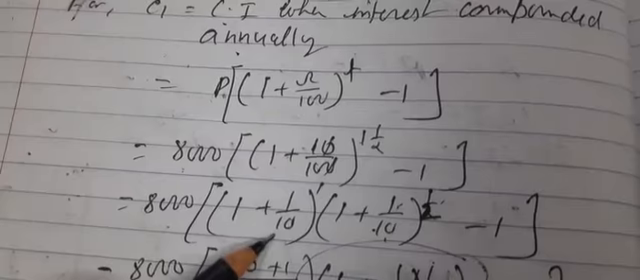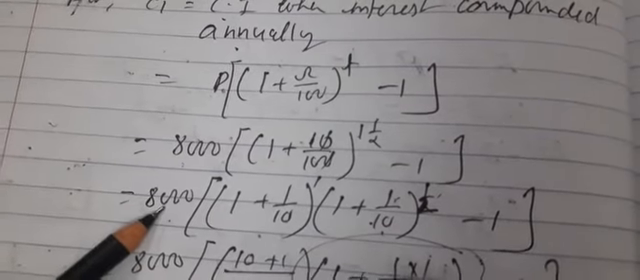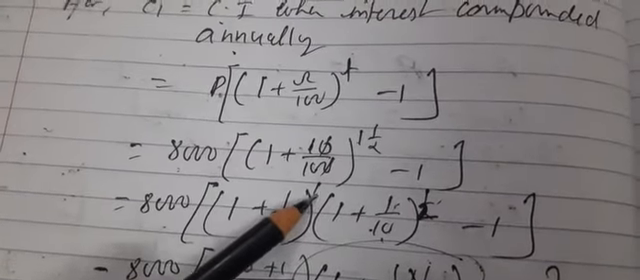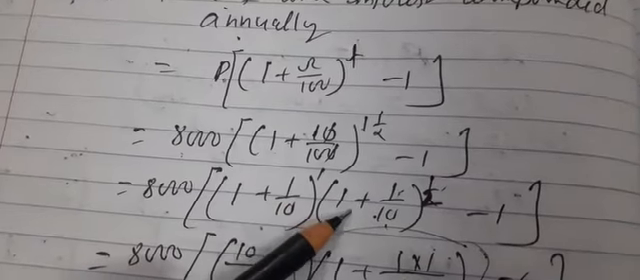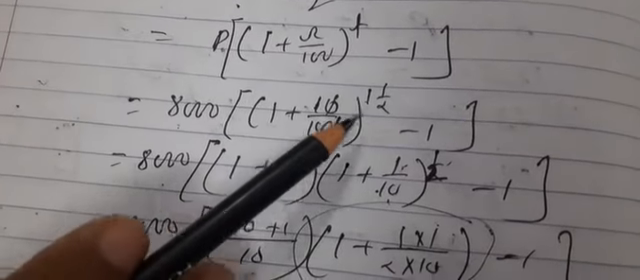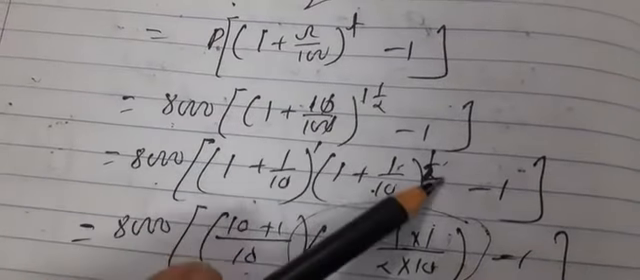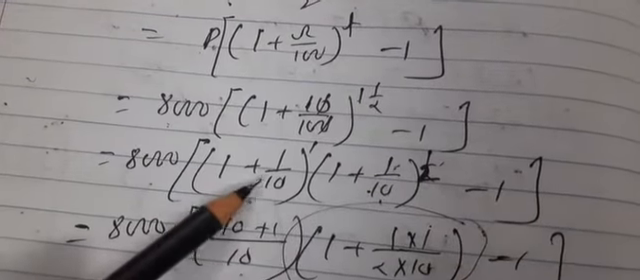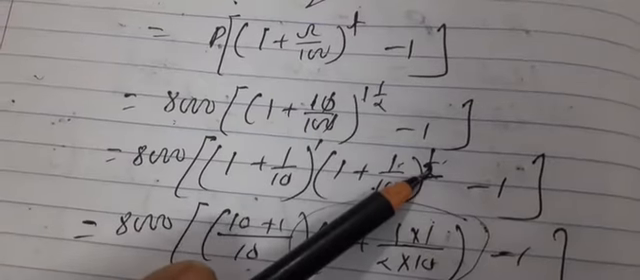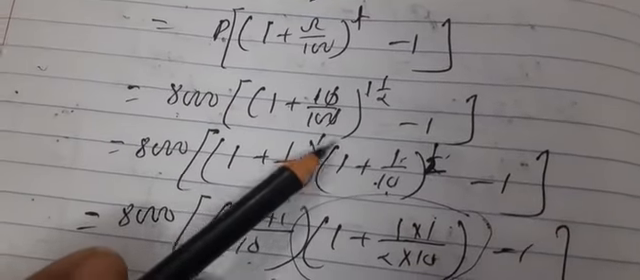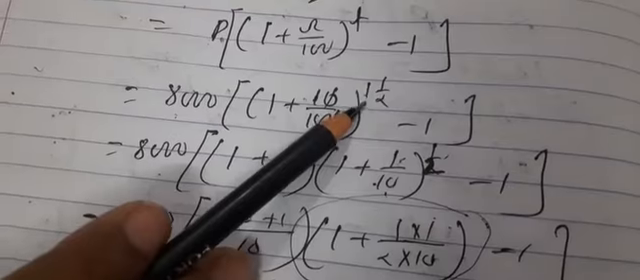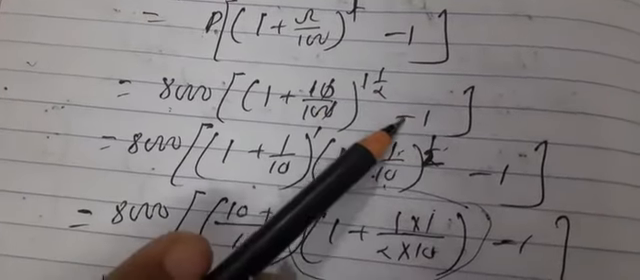Here is 1 plus 1 by 10. 8,000 is as it is, 1 plus 1 by 10. And what I did in this step, be careful about that. For power 1 I have written a separate bracket, and for power 1 by 2 I have written it separately, because if the bases are the same, the powers must be added, and when you add 1.5 you will get this power, and then minus 1.